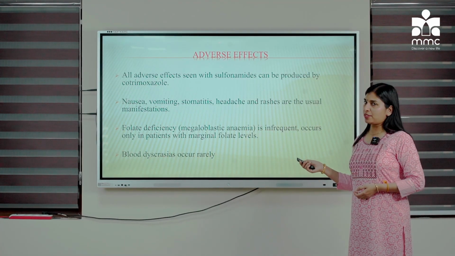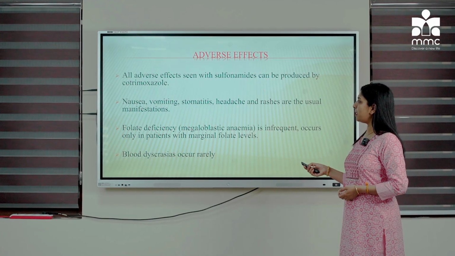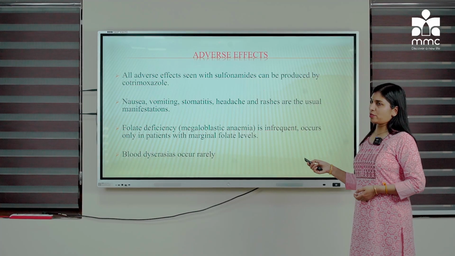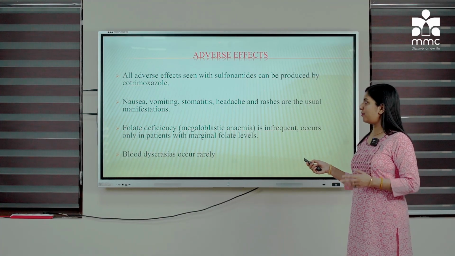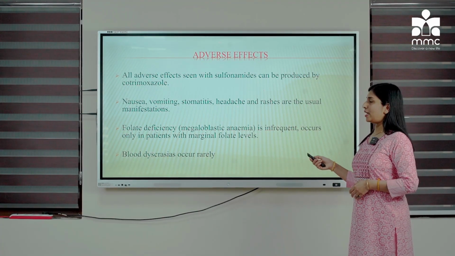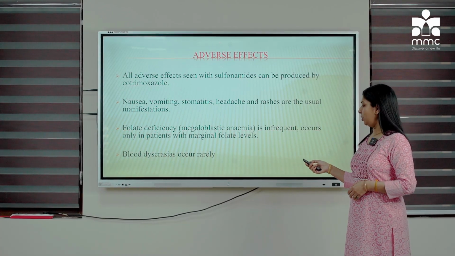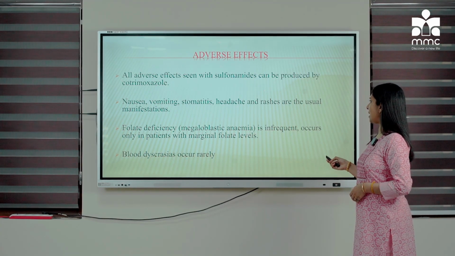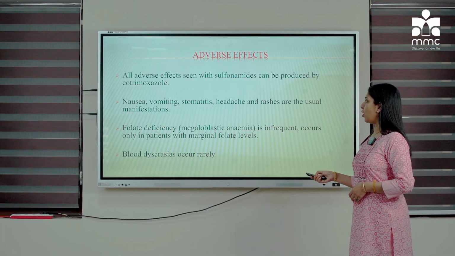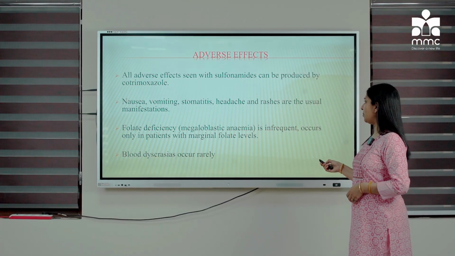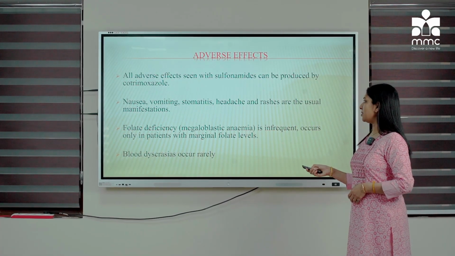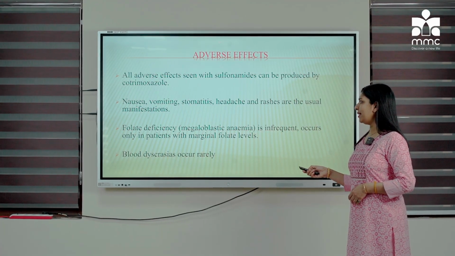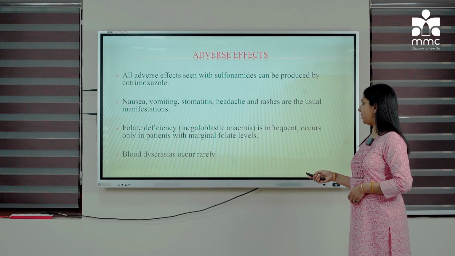Coming to the adverse effects of sulfonamides, all adverse effects seen with sulfonamides can be produced by cotrimoxazole. Cotrimoxazole, we know, is a fixed dose combination of trimethoprim and sulfamethoxazole. The other side effects include nausea, vomiting, stomatitis, headache and rashes. Folate deficiency and megaloblastic anemia are infrequent, occurring only in patients with marginal folate levels. Blood dyscrasias occur rarely.